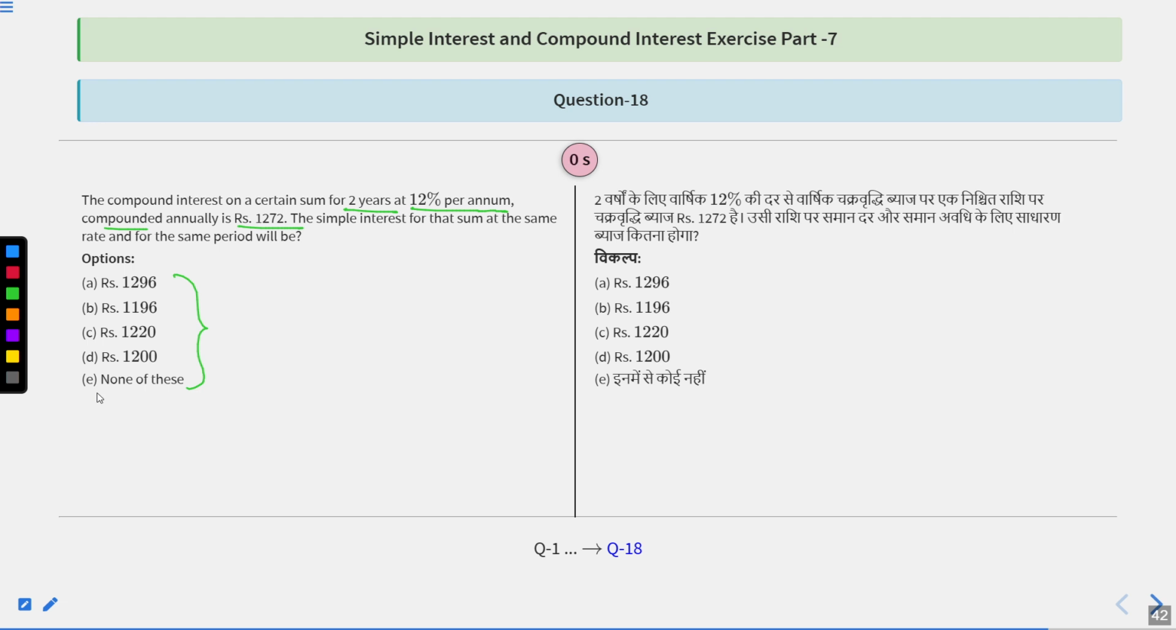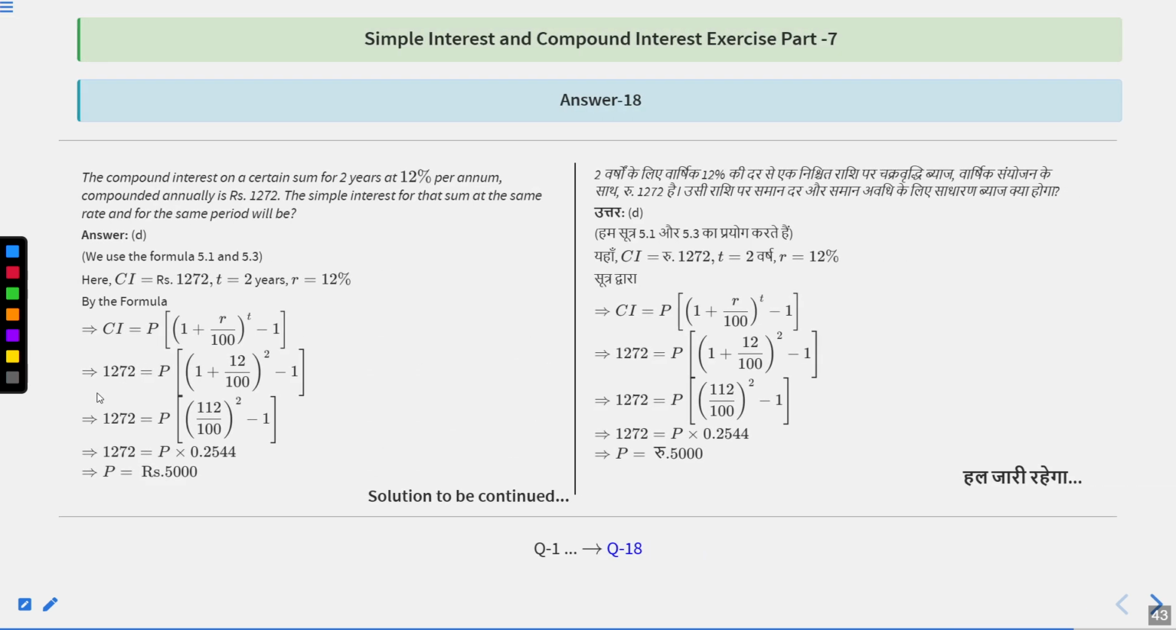Now time's up. Let's see the solution. We have compound interest, which is 1,272, time 2 years, and rate 12% per annum. So we can directly use the formula of compound interest. Compound interest is 1,272, and we need to calculate P: 1 plus 12 upon 100 squared minus 1. When we calculate it, we get the value of P, which is 5,000 rupees.